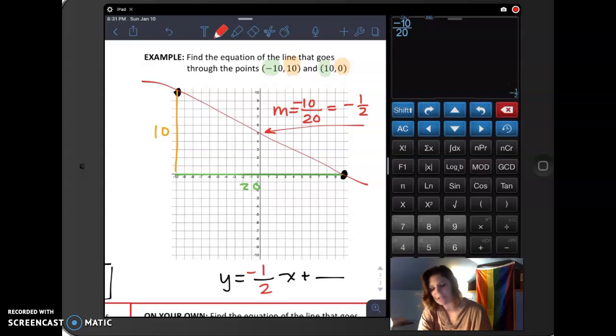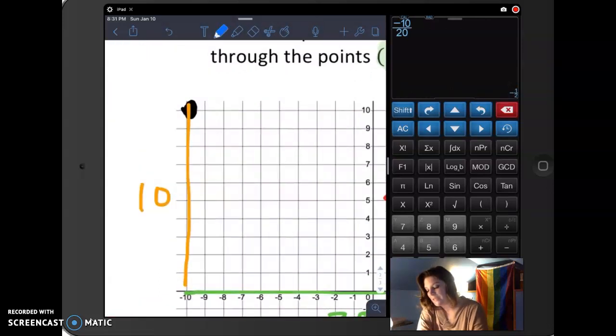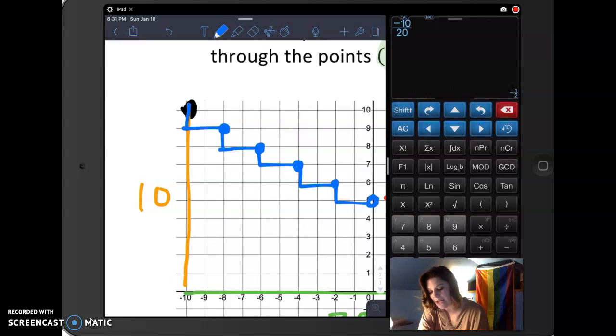Remember, we can always just put that in front of the x right away. We know that's where the m goes. And then we're going to make our slope triangle so that we can get the actual slope. So negative 1/2 means goes down 1 over 2, down 1 over 2, and so on. Okay, so our estimate was correct.